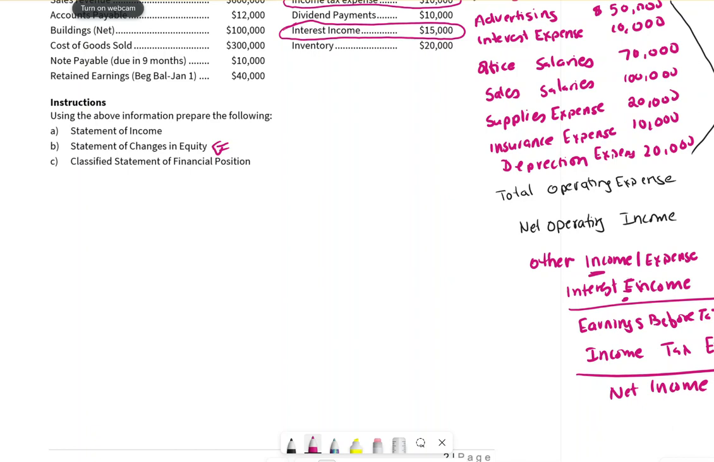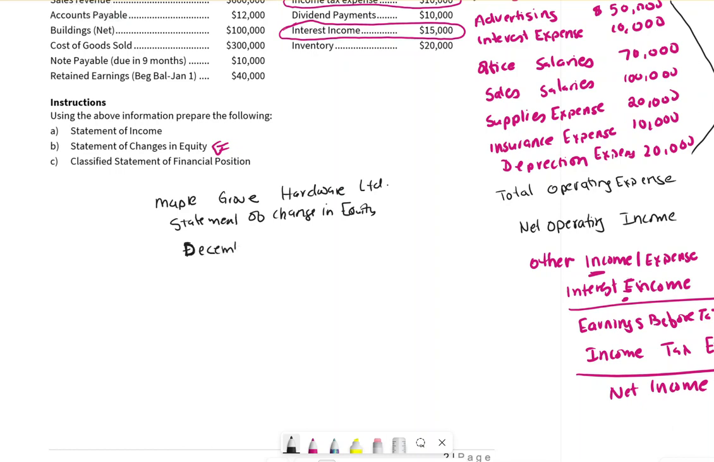So let's do that. I am going to put the name of the company. In this case, the name of the company doesn't change. It was Maple Grove Hardware Limited. And what are we preparing? We are preparing the statement of changes in equity. When you're doing an equity statement, it is for that time period. So in this case, we are preparing it for December 31st, and that's what you will put, December 31st.